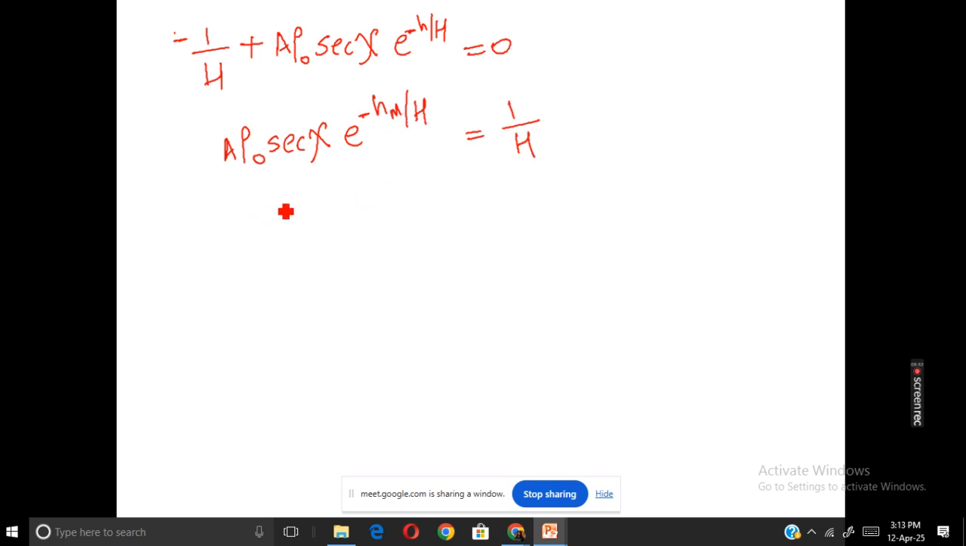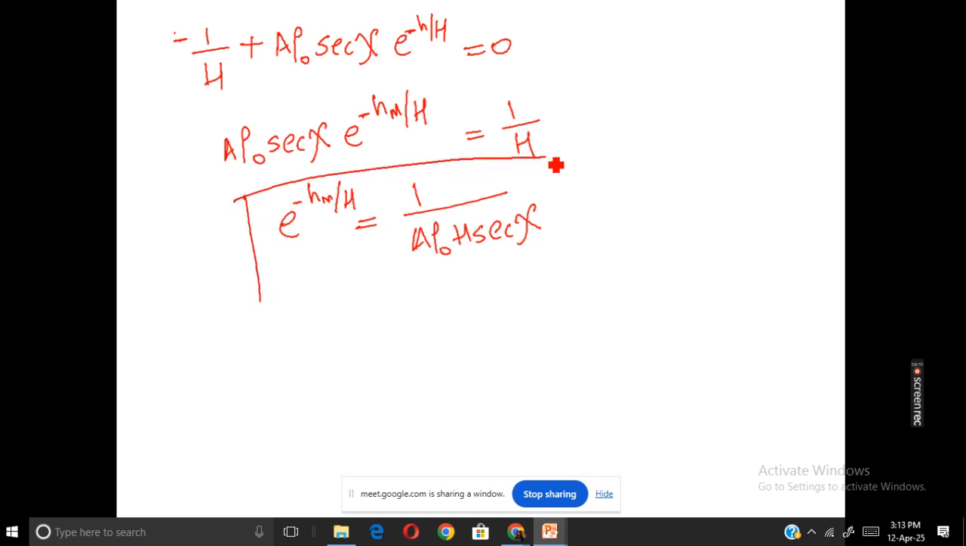So a ρ0 c χ e^(−hm/H) is equal to 1/H, or we can write e^(hm/H) is equal to a ρ0 H c χ. Let this be equation number 1.